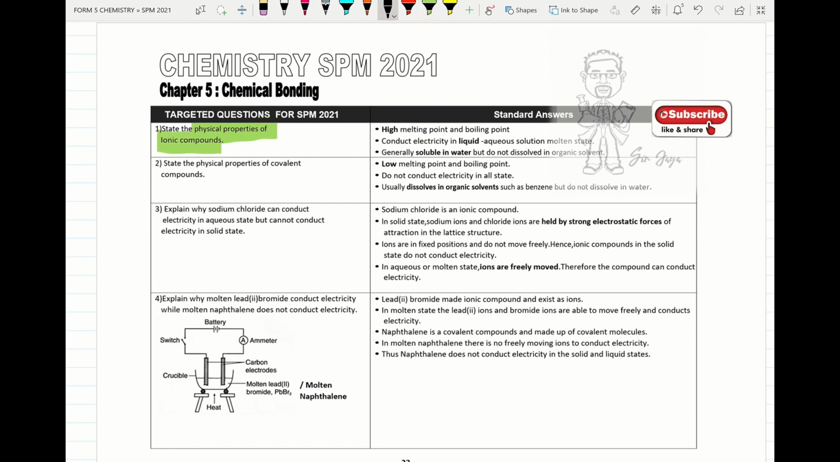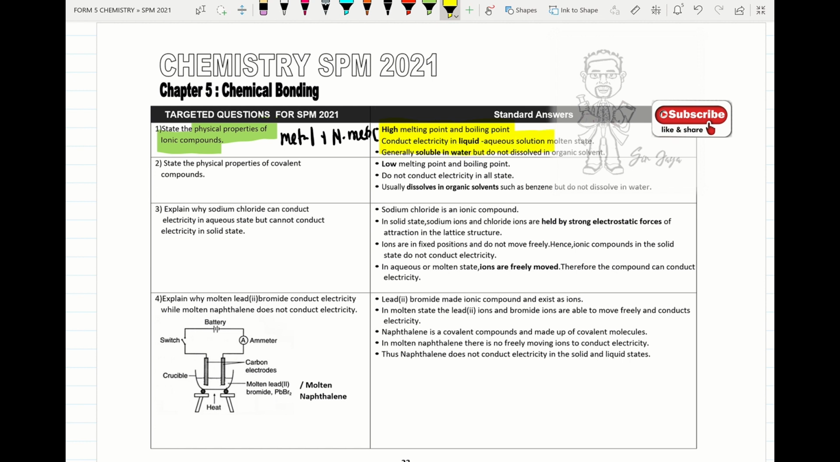Please remember, ionic compound is a formation of compound via transfer of electrons between metal plus non-metal. So this ionic compound, the physical properties: they have high melting and boiling point due to the stronger electrostatic attraction force that exists between the oppositely charged ions, the positive ion and negative ion. And thus more heat energy is required to overcome the forces of attraction.